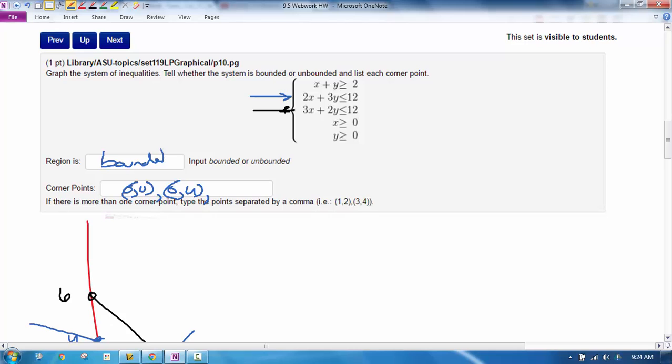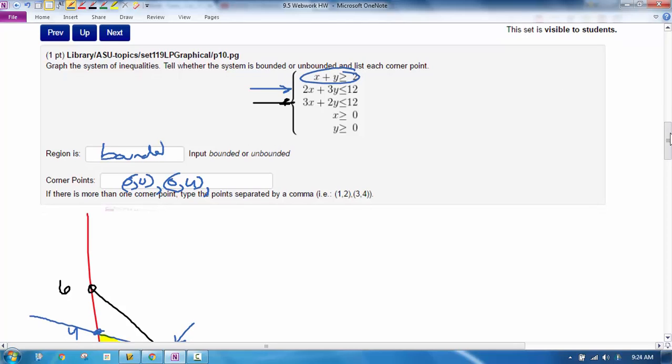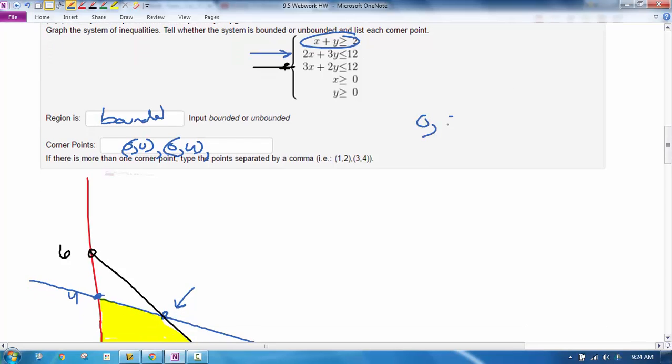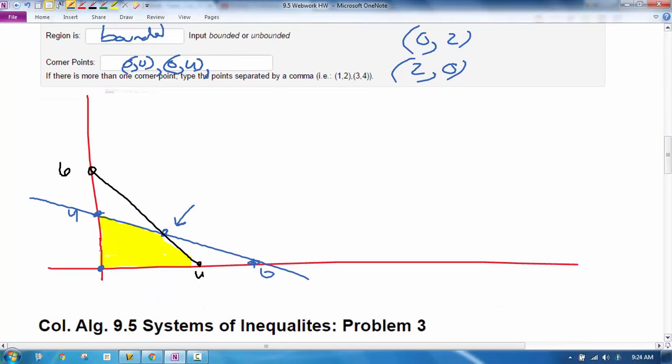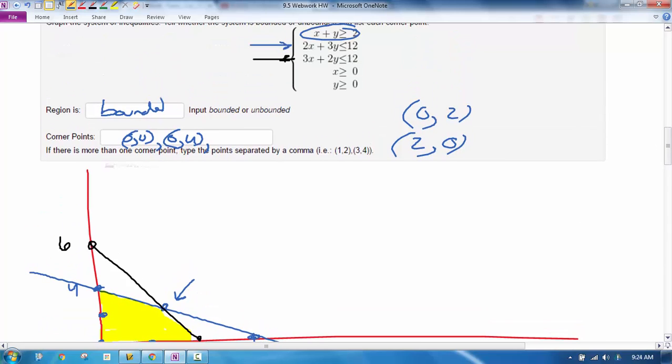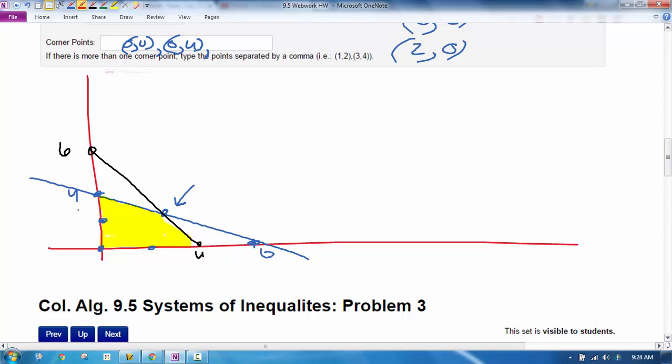I'm sorry, I have one more line to graph, and that's this one. So I'm going to graph that one real quick. That one is, if you plug in 0 for x, you get 2 for y. Plug in 0 for y, you get 2 for x. So 0, 2 is right here, and 2, 0 is right here. There's that line, and we need to figure out which way to graph that line. So pick the point 0, 0. 0 is not greater than or equal to 2, so I'm going to graph above that line. So my last line goes like this. I need to graph above it. So that means my solution set is actually just this region.